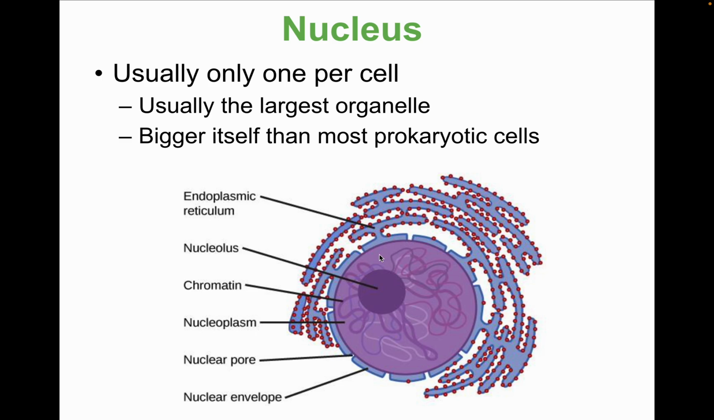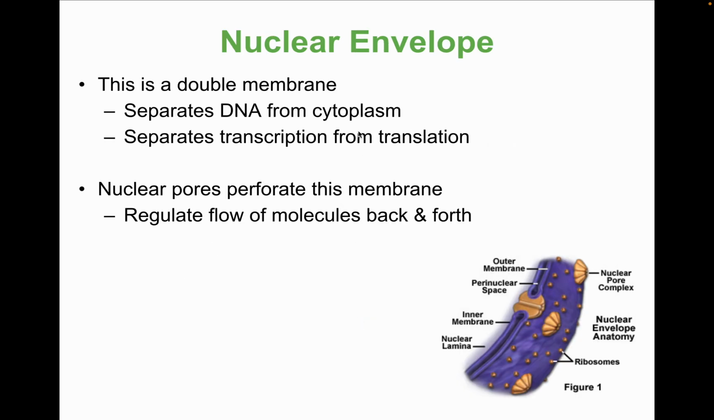As you can see here, this big light purple region is the nucleus, and within it we have some tangles. They look like tangles of yarn, but that is your DNA in this nucleus. The nuclear envelope is the wrap that is wrapping around the nucleus.